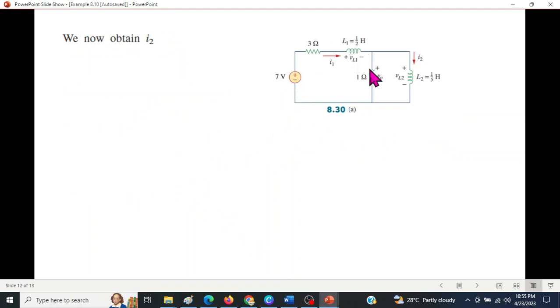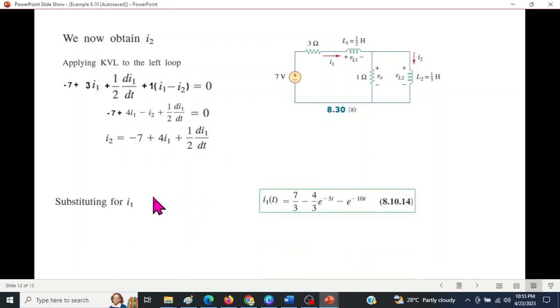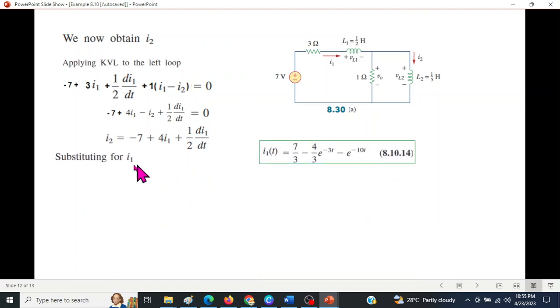Now we need to find I2T. I2T, again we'll use the first loop because this also has I2 in it. So KVL in left loop, done this, simplifying, identifying I2 like this. And now substituting for I1. Here we substitute for I1. This is our I1. And here also we substitute I1, get I2. So 4 I1, this value, and half di, this is also the I1.